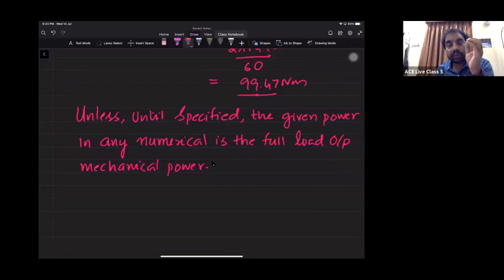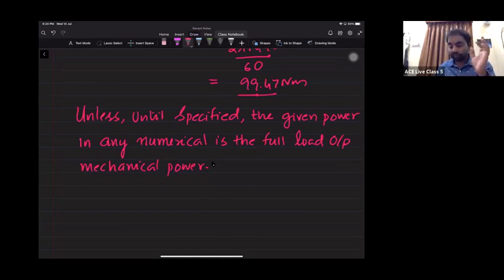If the rotor resistance, rotor voltage and currents are given, and you are asked to calculate the rotor input power, it is 3I2 square into R2 by S. Similarly, the rotor losses are 3I2 square into R2, as we have seen with respect to the rotor circuit. After that, we brought a relation between the rotor input, rotor losses, and rotor output. And after that, we have solved some numericals.